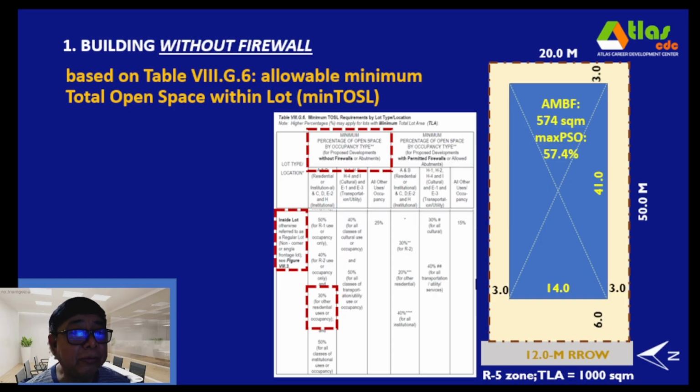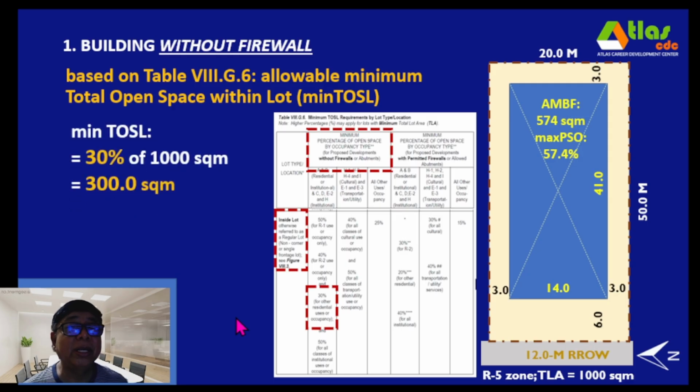Not for R1 but for R5 rather. 30% for other residential use. So whether that is R3, R4, and R5, because nandito yung R1, nandito yung R2, no? So this will be for R3, R4, and R5, 30% of the TLA. So therefore, our minimum TOSL is 30% of 1,000 will give you 300 square meters.